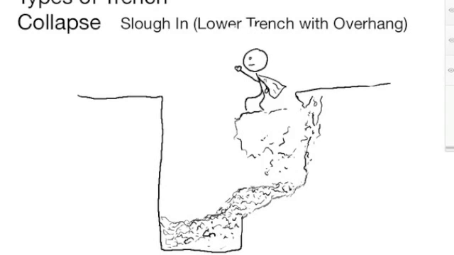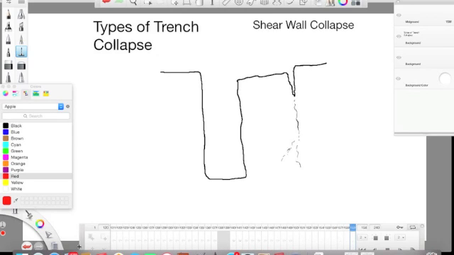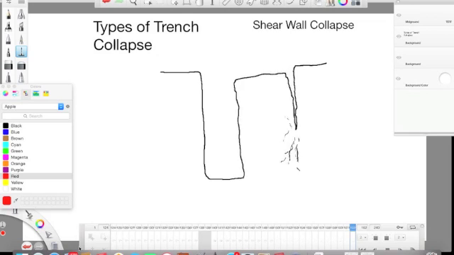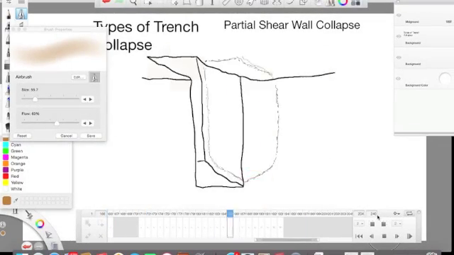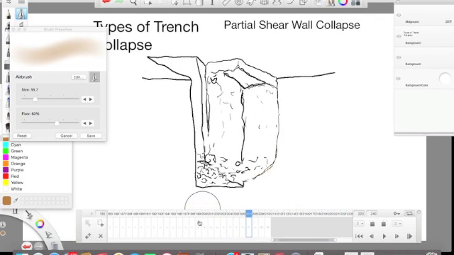So the next type of collapse that you're going to see is a shear wall collapse, also known as a sidewall collapse. Very catastrophic, usually occurs fairly quickly. It can occur slowly. It usually occurs on a nice vertical plane. All the shear wall collapses will occur on a very shear wall plane, a lot of times in areas where there's been previous excavation.